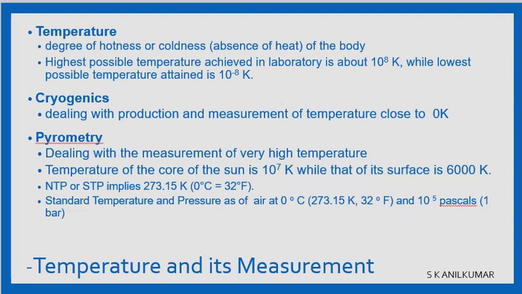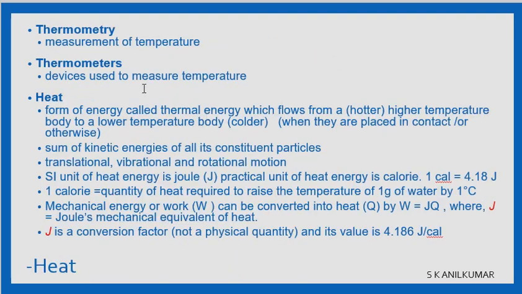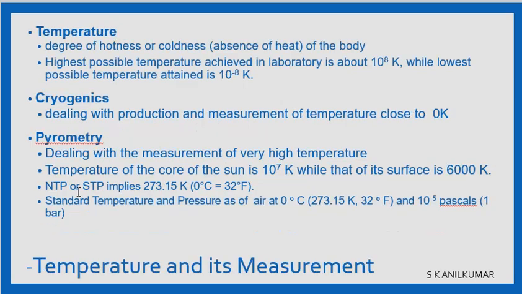On the ball, the core is 10 power 7 K, and on the surface it is 6000 K. 6000 K means what? 6 into 10 power 3 K. So the surface is 10 power 3 K while the core is 10 power 7 K. We have seen here heat is measured in joules as the practical measure and temperature in K as the Kelvin.